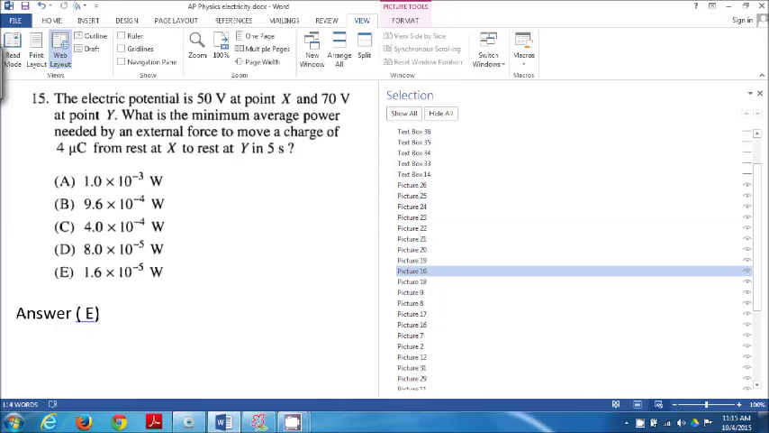So we need to apply an energy of 20 volts times 4 microcoulombs. That is the energy to be applied for the charge to move to 70 volts. So 80 microcoulomb volts, that is joules, because volt is joules per coulomb. So we will have 4 microcoulomb times 20 volts divided by 5 seconds. That is the time in which the energy has to be delivered. So that gives us the average power, which is 80 by 5, this is 1.6 times 10 to the power of minus 5 watts. So the answer is E.